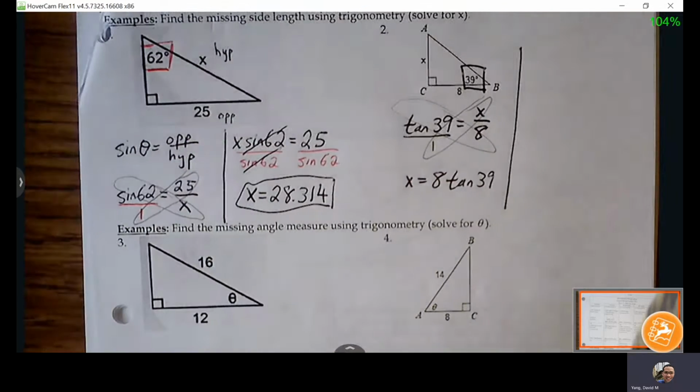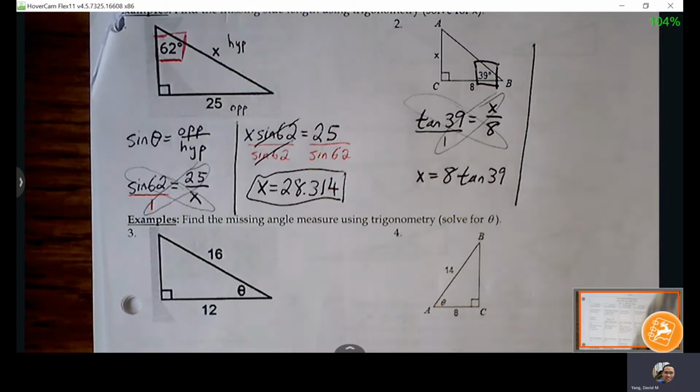Okay, the rest goes in our calculator. Make sure, though, that the 8 and 39 don't get mixed, right? We can't do 8 times 39. That 39 is inside the tangent. It's in a different location than 8, so we can't do 8 times 39. We have to do 8 times tangent 39.